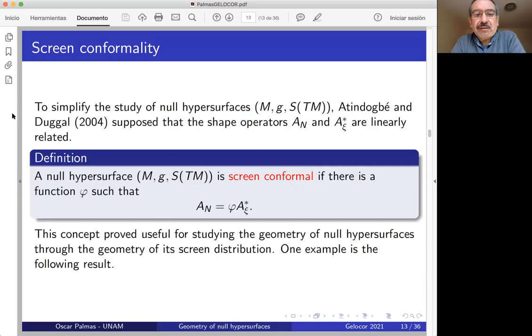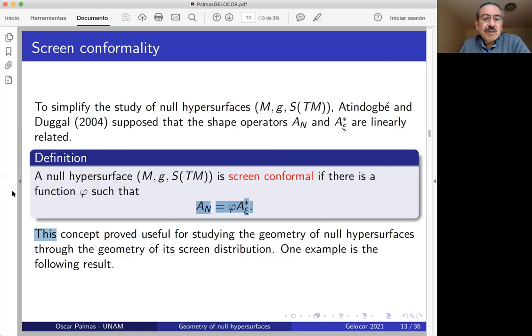So as we have two shape operators, it is somewhat natural to establish some relations between them, to study the null submanifolds. So Atindogbe and Duggal define the following concept. A null hypersurface is screen conformal if and only if the shape operators are related in this way. And this concept is useful for studying the geometry of these objects.